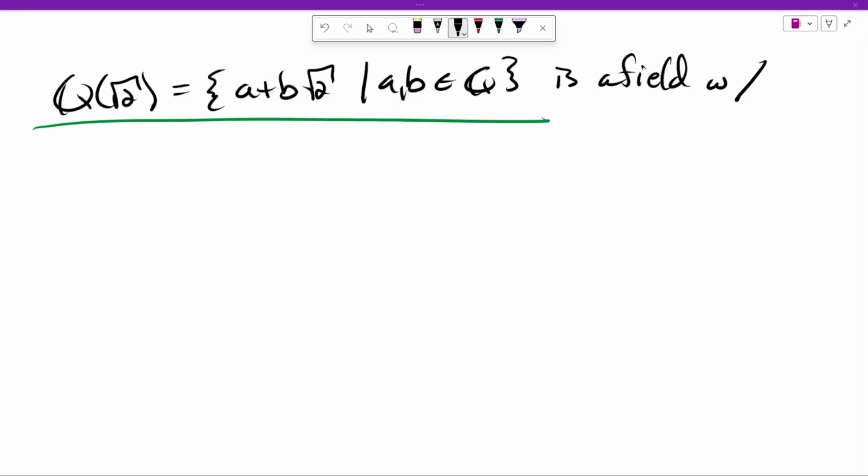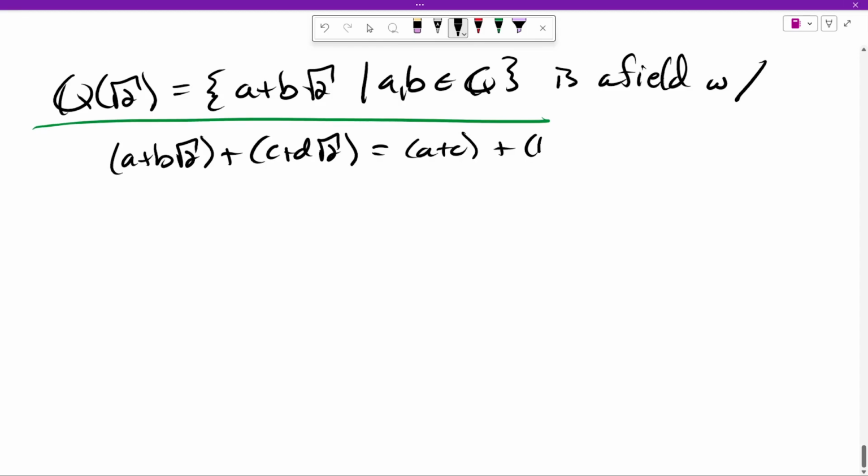What is it? Well, elements here look like a rational number plus a rational number times root 2. And we have to say what the addition operation is. The addition operation is what we'd expect it to be. You combine like terms. So a plus c plus b plus d root 2. And the multiplication operation is what you would expect it to be.